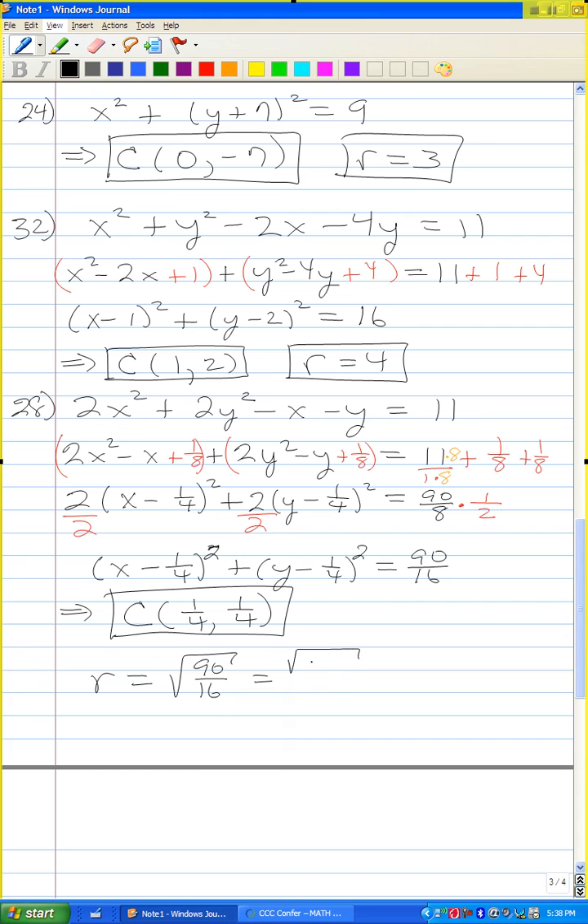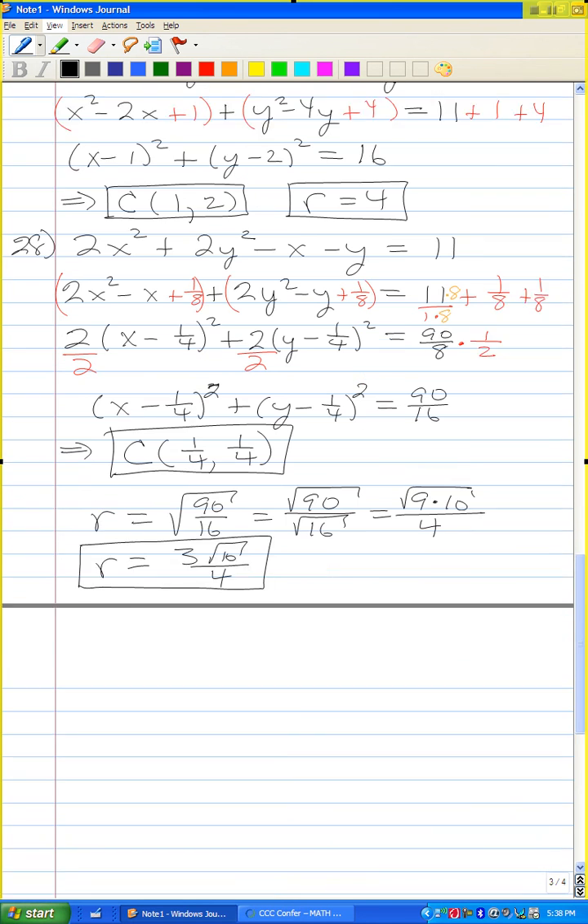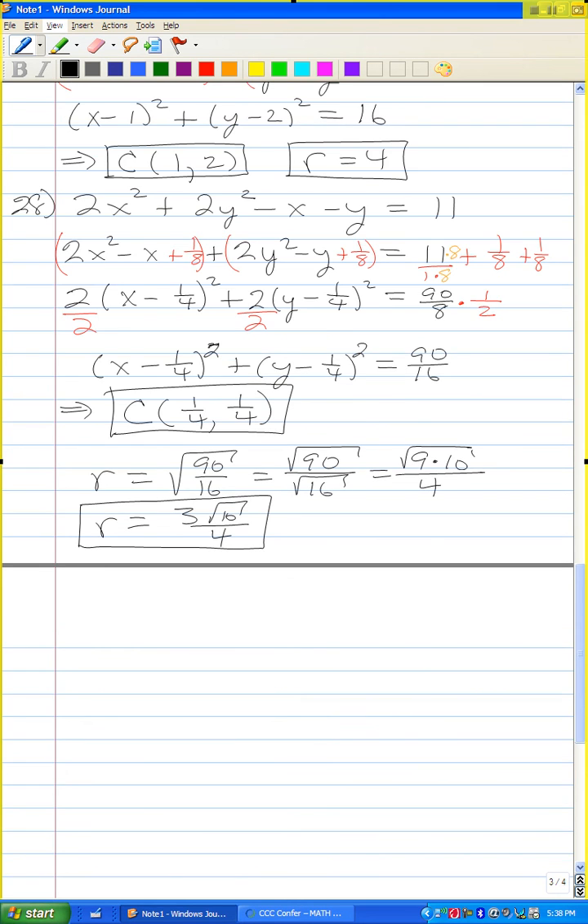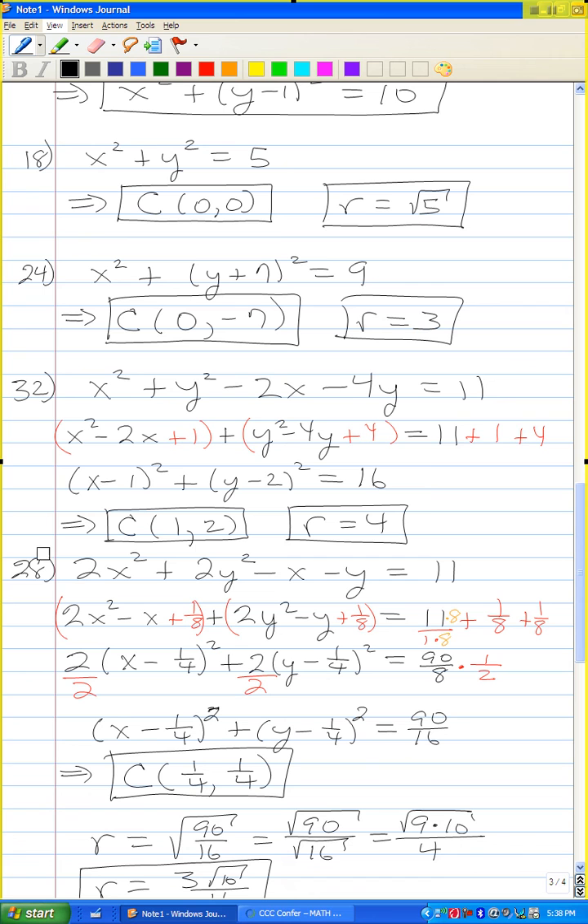So the square root of 90 over the square root of 16. I can write 90 as 9 times 10. Square root of 16 is 4. Square root of 9 is 3. We're at 3 radical 10 over 4. And that is the radius of your circle. Let me do problem number 28. That was 38. That was problem 38.